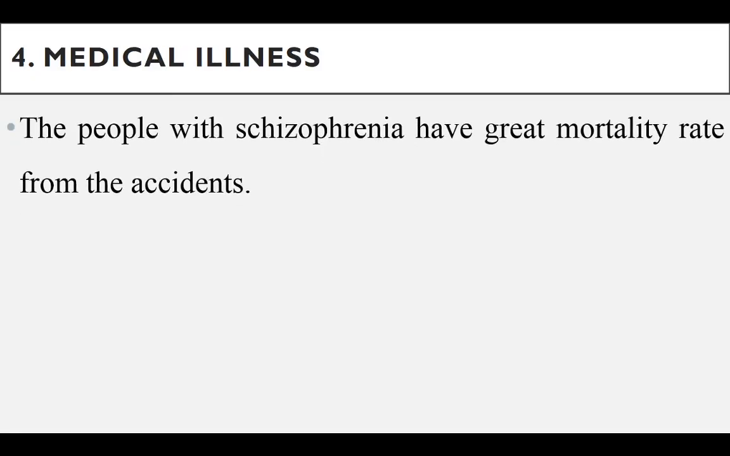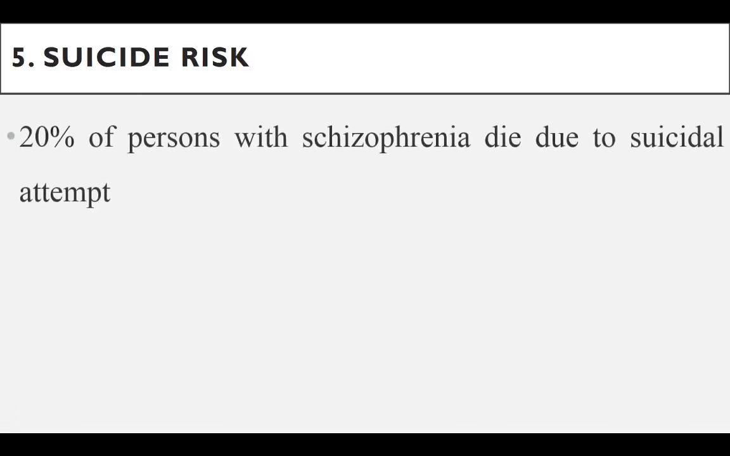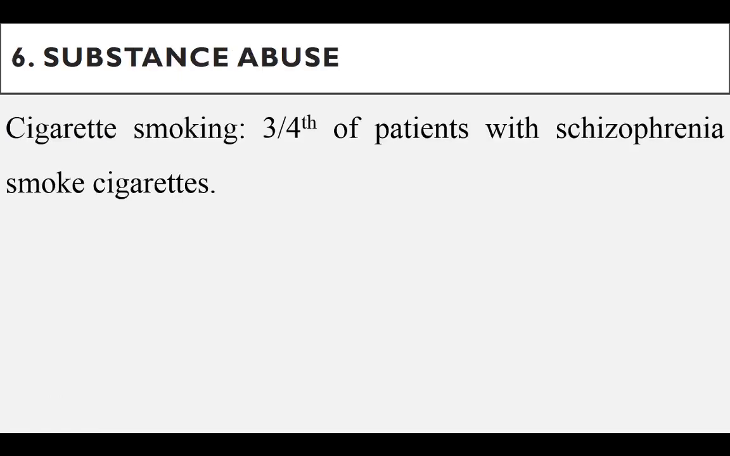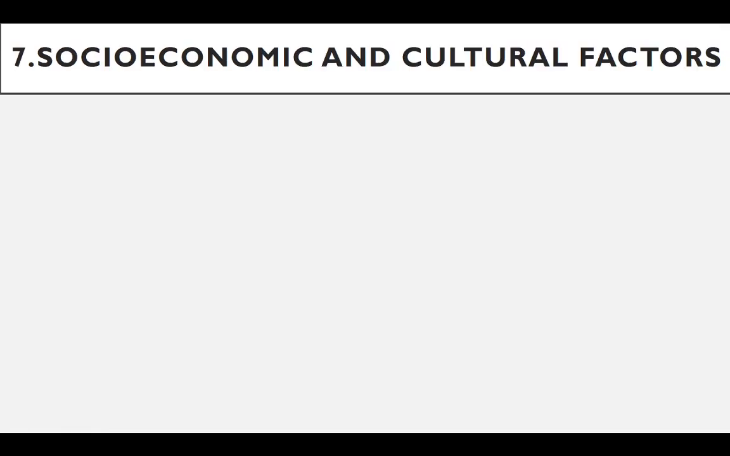Now, medical illness. People with schizophrenia have a greater mortality rate from accidents. Suicide risk: 20% of persons with schizophrenia die due to suicide attempts. Now, substance use and abuse. Cigarette smoking: three-quarters of patients with schizophrenia smoke cigarettes. Others also use other substances.